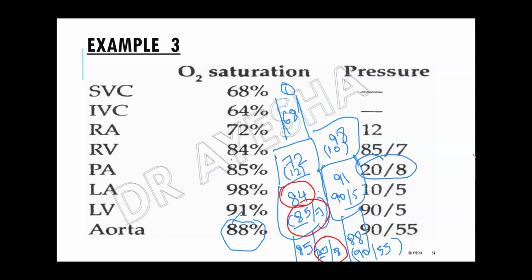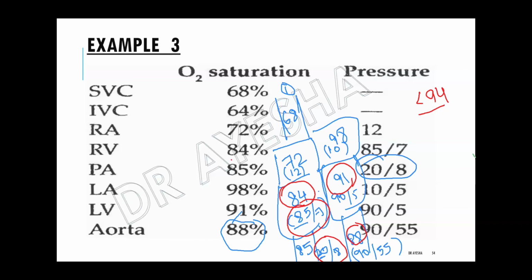So we have concluded the right side. Now we go back to the left side. What can you see, is there a problem or not? The left side seems almost normal. No, there is a problem at the level of the left ventricle. The left ventricle saturation is less than 94, and the same goes for the aorta: the aorta saturation is also decreased. So over here the pressures are okay, but the saturation is decreasing.